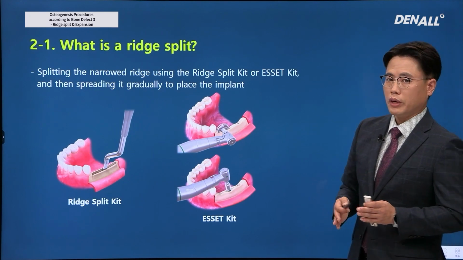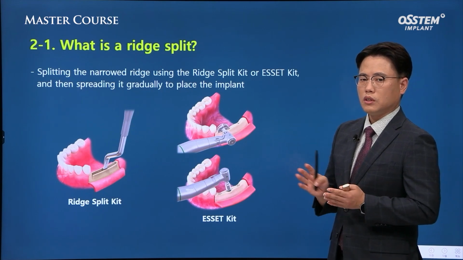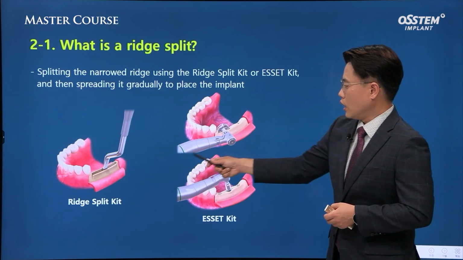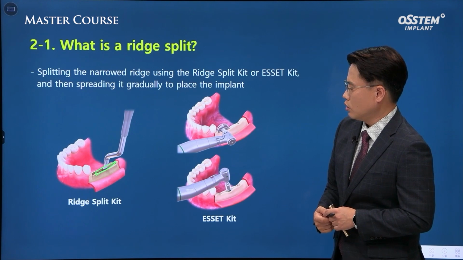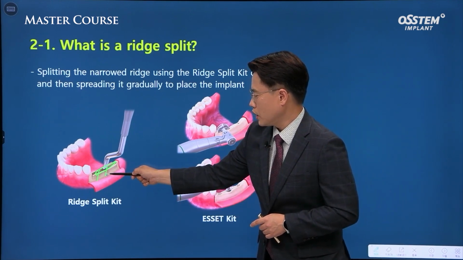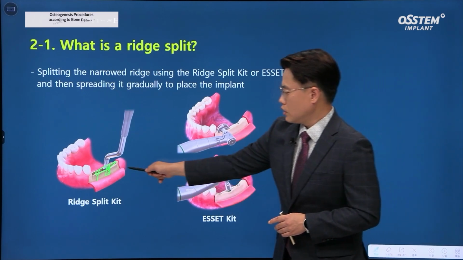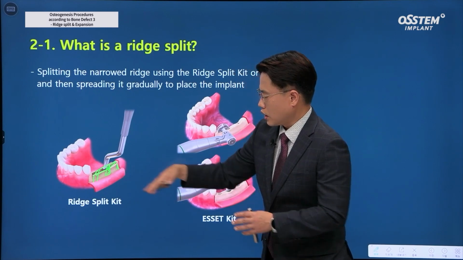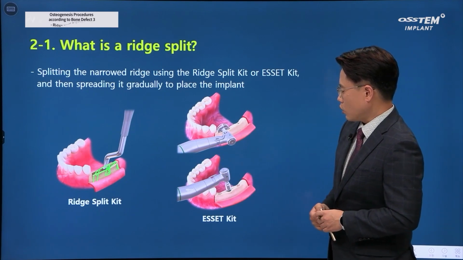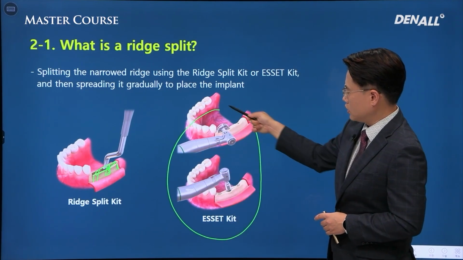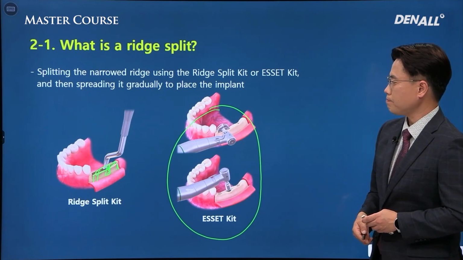What is ridge split? Literally, you split the ridge. In orthognathic surgery, called SSRO, you split the ramus. In the same sense, we split the narrow ridge and make implant placement. This is ridge split. If you just widen it rather than splitting it completely, it's going to be ridge expansion. There's ESSET kit dedicated for such procedures, and this will be addressed in a little while.